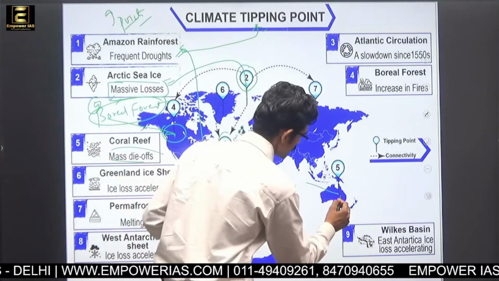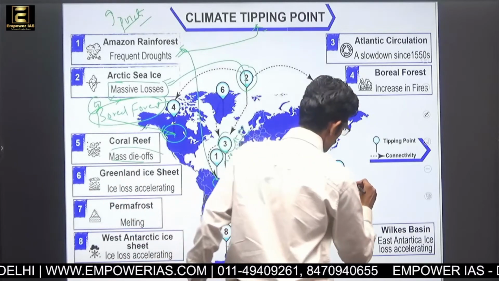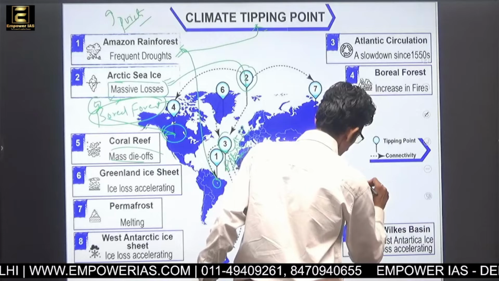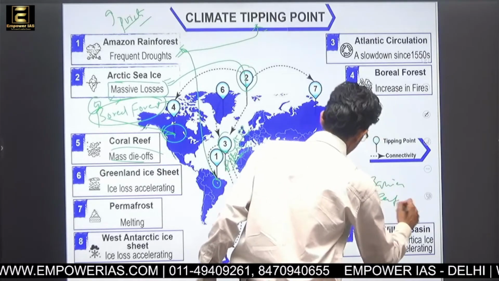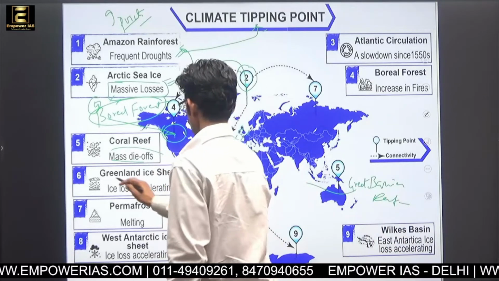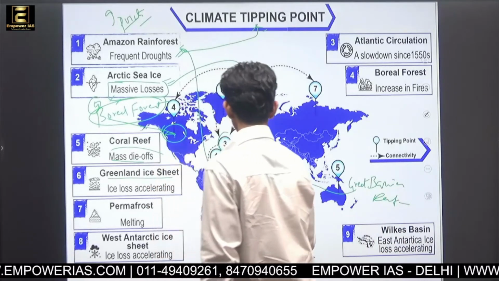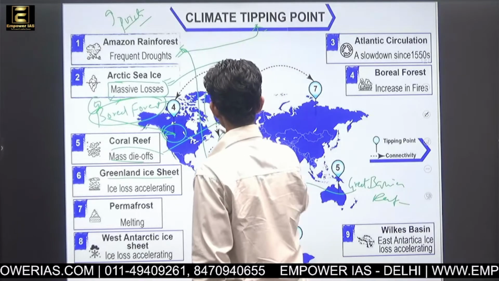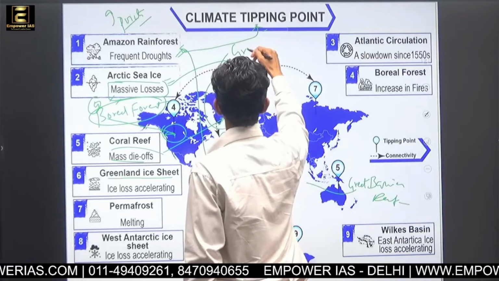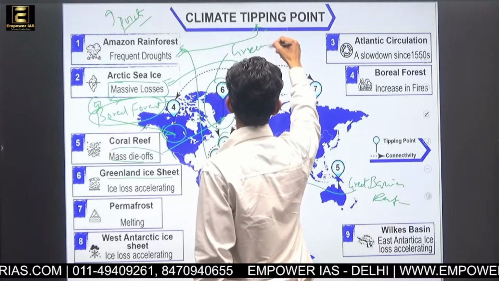Where is the coral reef? It is the Great Barrier Reef in Australia. Now the sixth tipping point goes for the Greenland ice sheet. Where is the Greenland ice sheet? In the northern hemisphere. So that is the sixth tipping point.